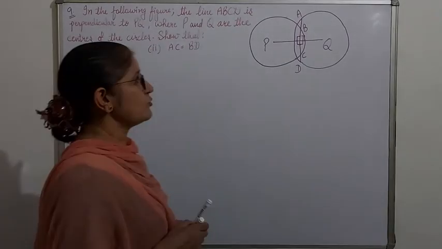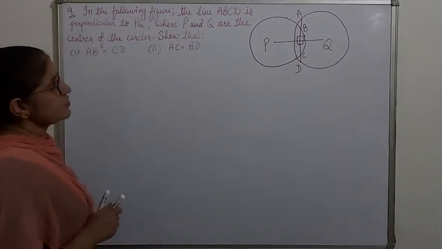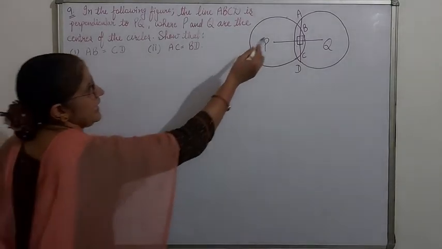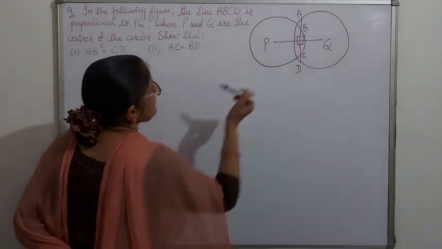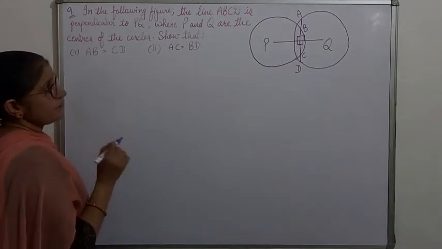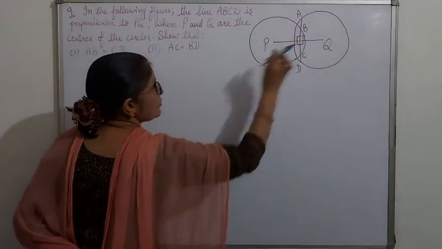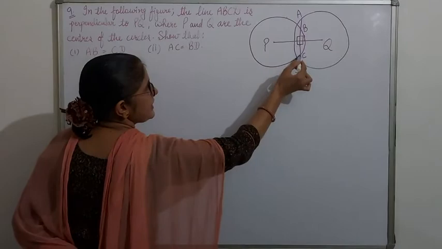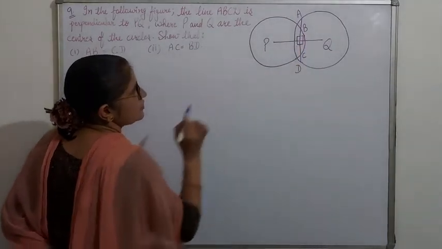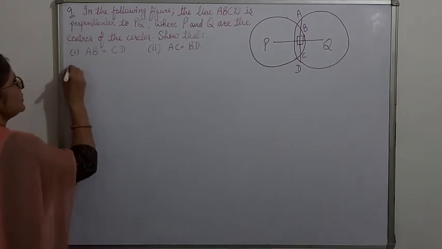Now, ninth question. In this, two circles are intersecting each other. This line ABCD is perpendicular to the central line PQ. You have to prove AB, meaning this part, is equal to CD, and in the second part you have to prove AC is equal to BD. So no need to draw anything or any construction. Solution.